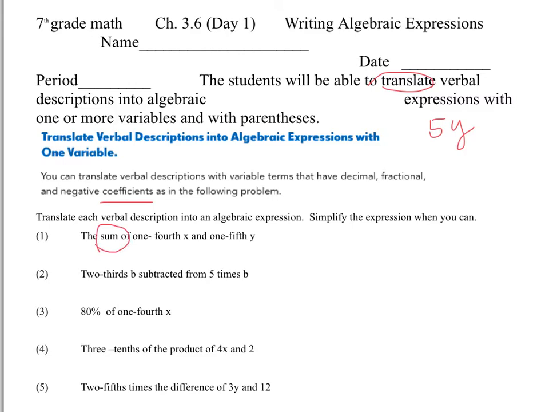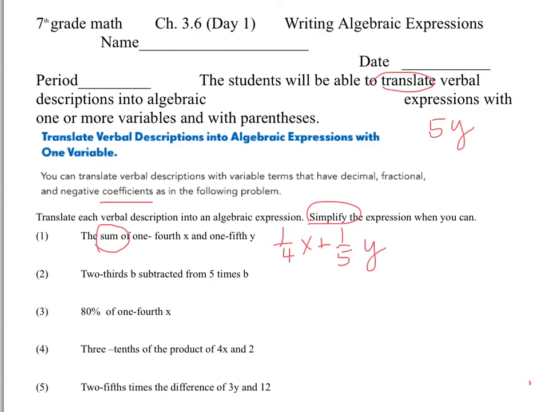So we did this one in class, the sum of 1/4 x and 1/5 y. Sum means addition, so 1/4 x plus 1/5 y, and simplify if you can. In this situation, we can't simplify because we have unlike terms.